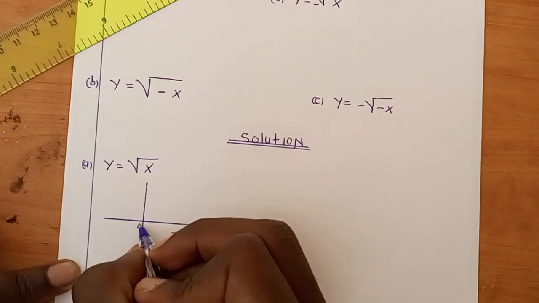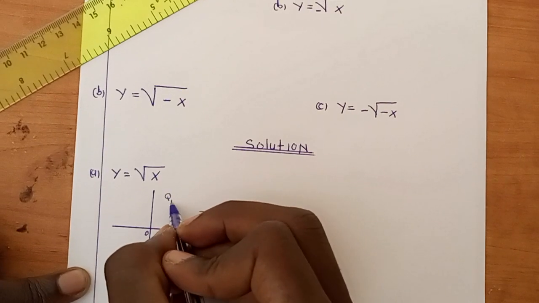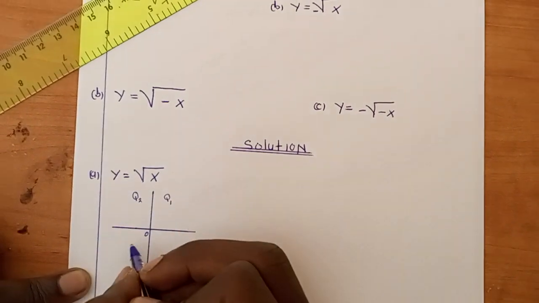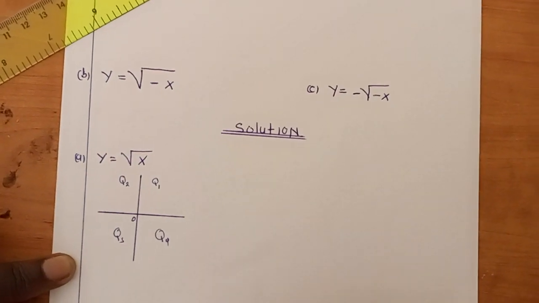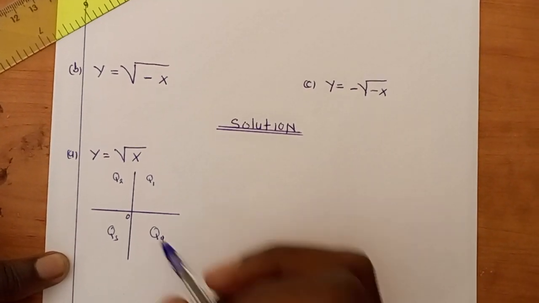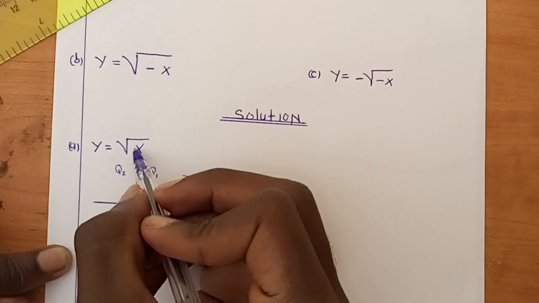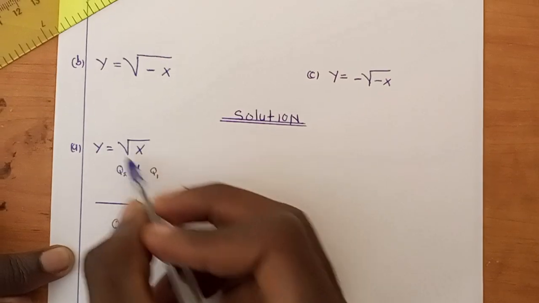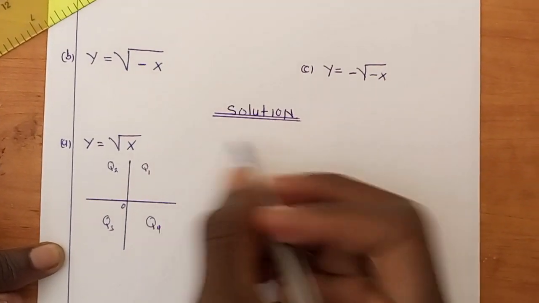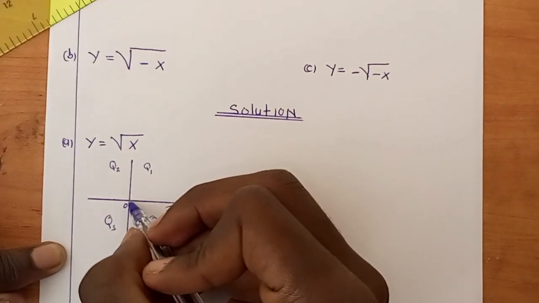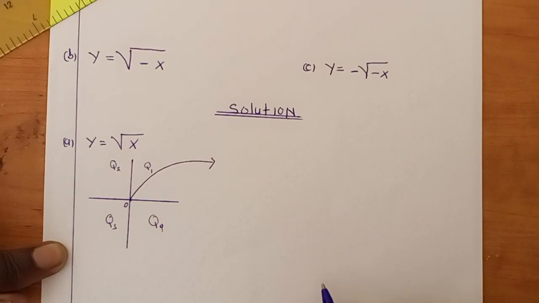If we have 0 here, then we have the first quadrant, the second quadrant, third, and then fourth, like this. Now, since the radical is positive and the x inside is positive, we expect this graph to simply move in the positive direction in both the y and the x. Therefore, you expect this graph to simply move in this direction.